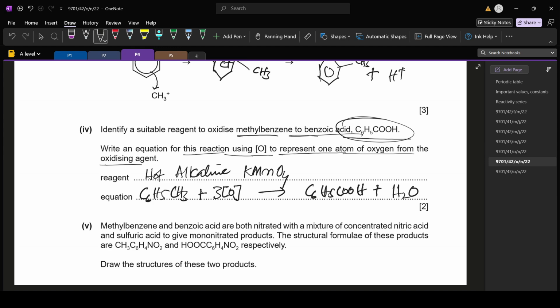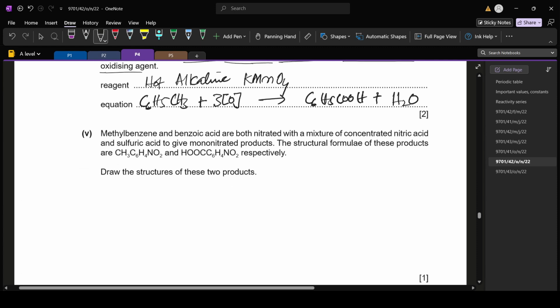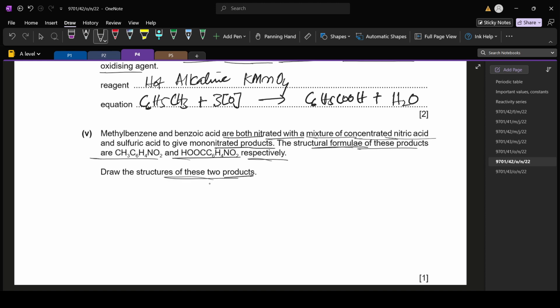Okay, now moving towards next part. Methyl benzene and benzoic acid are both nitrated with a mixture of concentrated nitric acid and sulfuric acid to give mononitrated products. The structural formulae of these products are these respectively. Draw the structure of these two products. So let's first draw the methyl benzene. This is methyl benzene, and then you have benzoic acid. So this is a benzoic acid.